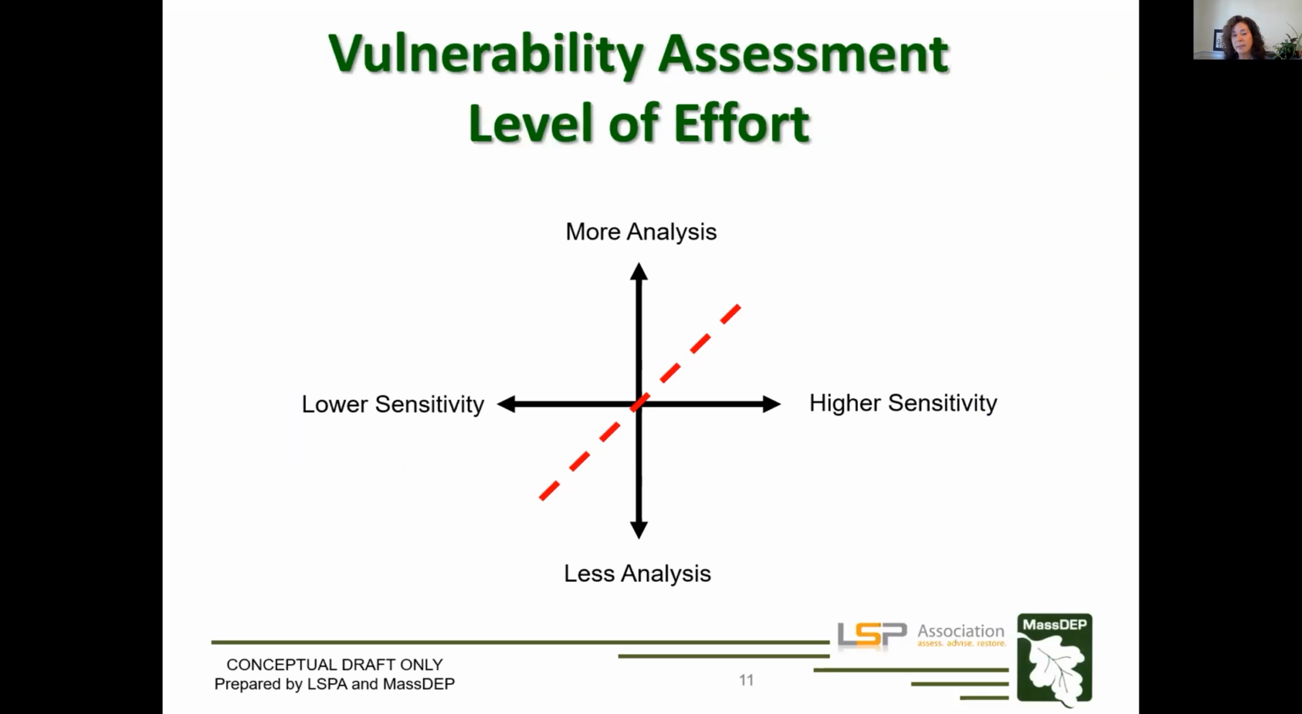We've tried to make the guidance simple where it can be and annotate where it can't be. So this is a schematic that shows that the level of effort for assessing vulnerability should be commensurate with the site sensitivity and risk. So sites with higher vulnerability due to location, the status of the cleanup, the nature and extent of the residual contamination would require more analysis than sites with less sensitivity and risk. Sites without sensitivity factors and or sites where they're being cleaned up to background would not require further vulnerability assessment analysis.